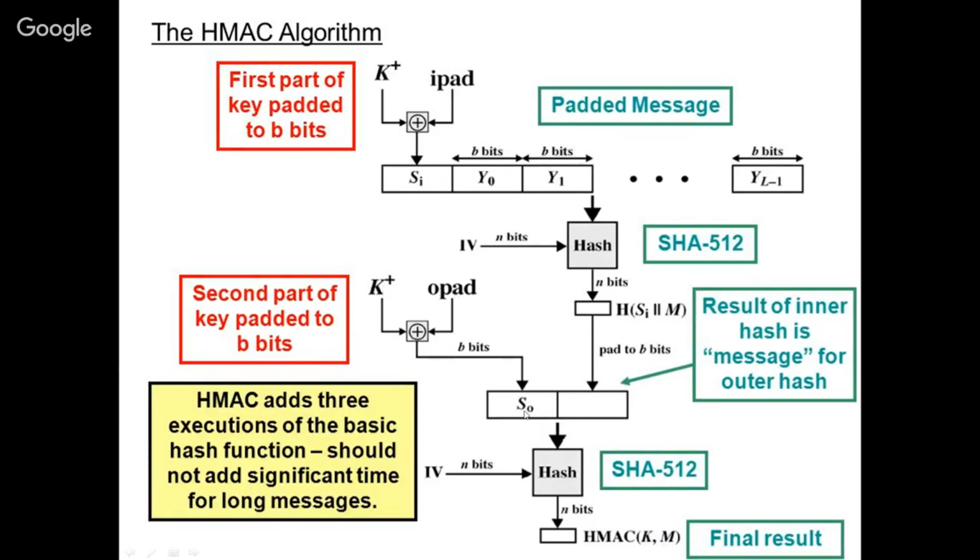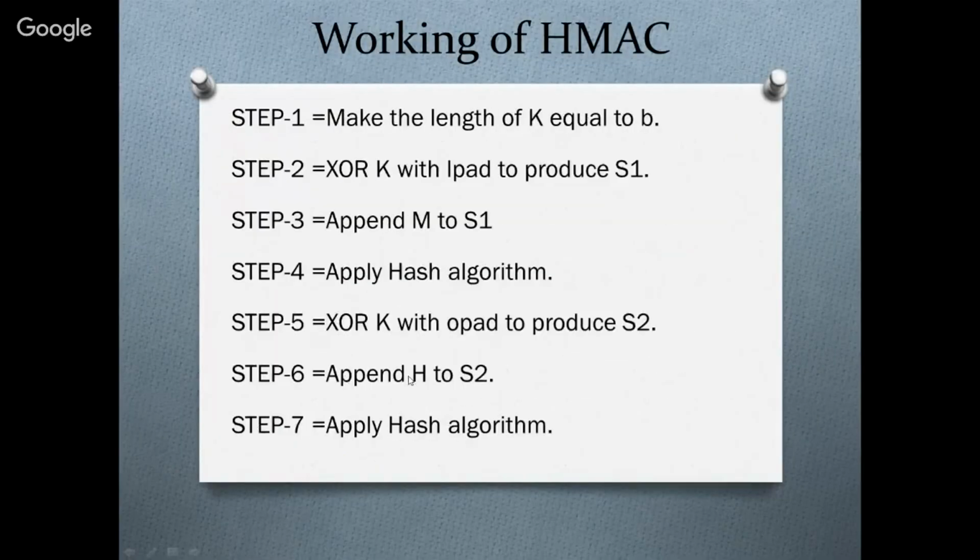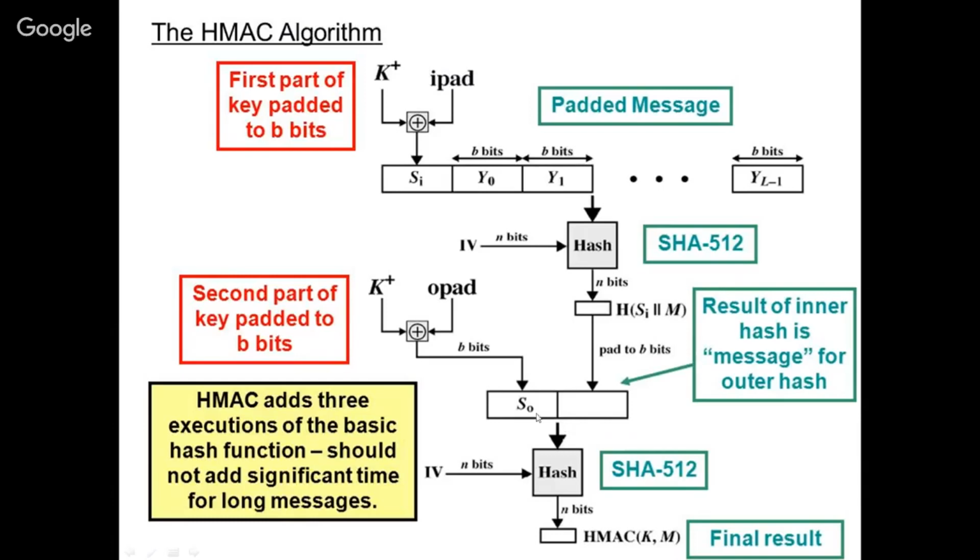This S2 is appended to the hash code. That is H, the hash code obtained from step 4, is added to the S2 value. Last, this full information is given to a hash function, which produces the final hash code.